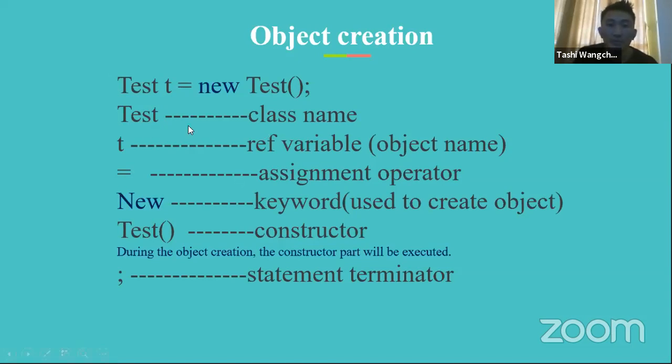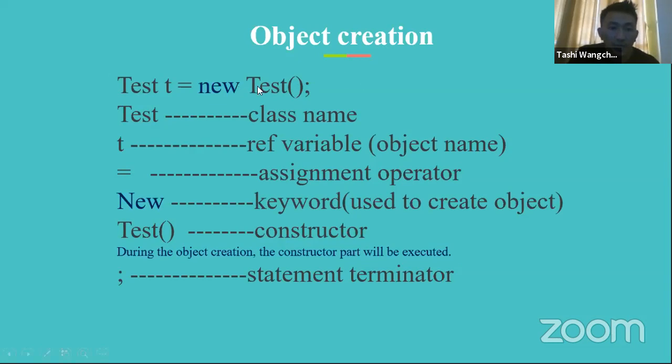This assignment operator and others will be covered in the next lesson. My friend will be talking about these operators, and things like packages will be covered in the coming lessons. For now, this is the assignment operator, and we have new here. The new is the keyword which is used to create an object.